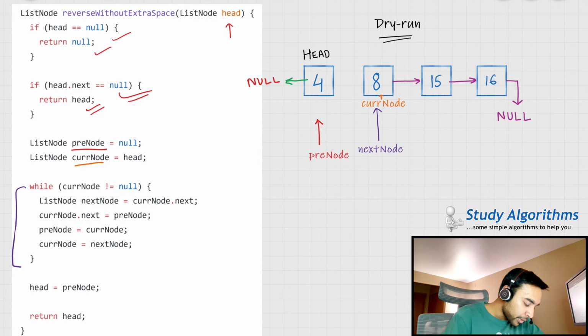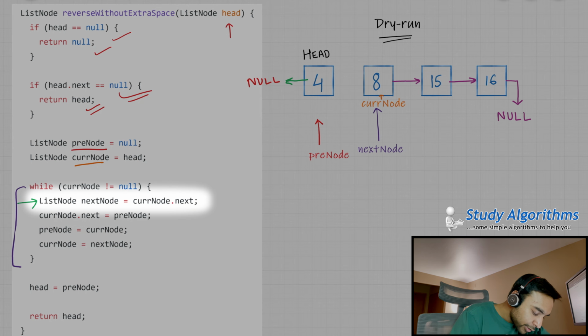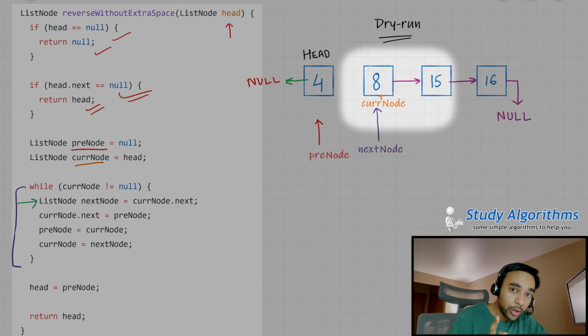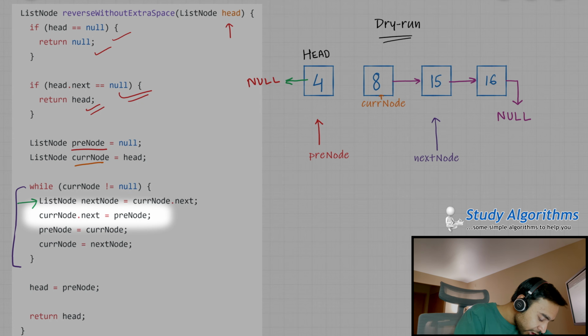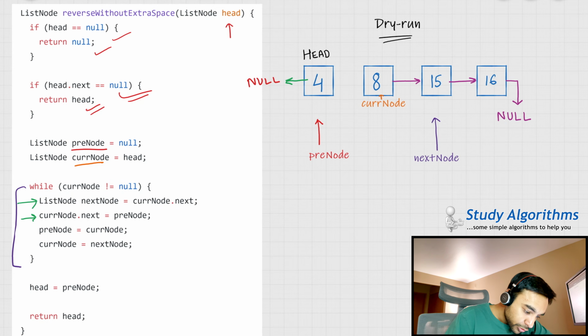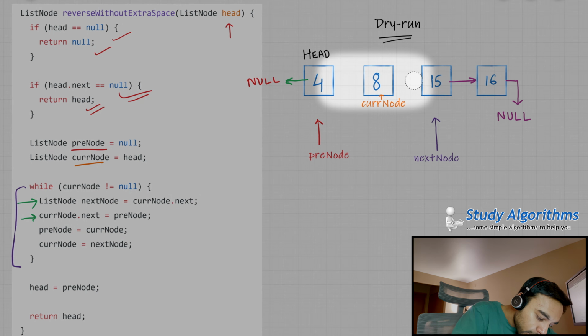I again start up my loop. I say that the next node equals to current node dot next. This time current node is pointing at 8. So the next node would point at 15, right? In my next step, I'm actually changing the pointer. So I say current node dot next equals to the previous node. So I remove the pointer of the current node and say that current node dot next equals to previous node.